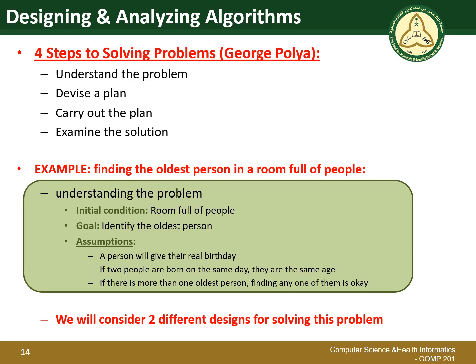First, we will assume that all people are normal. Everyone can give their real birthday. And we assume if two people have the same birthday, they are the same age, including the oldest. So if we have more than one oldest person, any one of them is okay. يعني يهمني في موضوع الage، ما يهمني أشخاص نفسهم بقدر ما يهمني the age of the oldest person. So we will consider two versions of algorithms to solve such a problem.